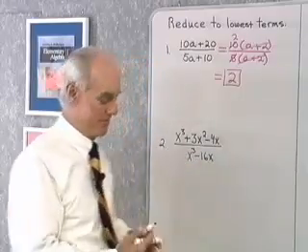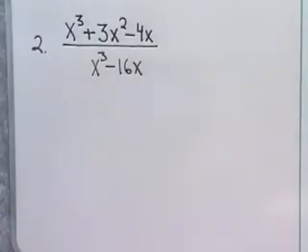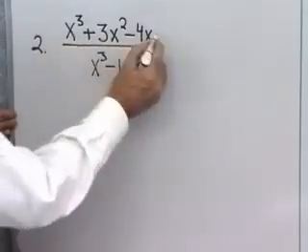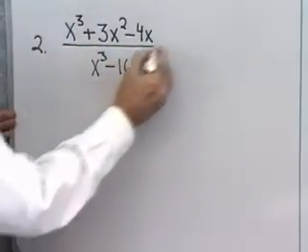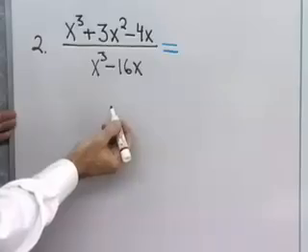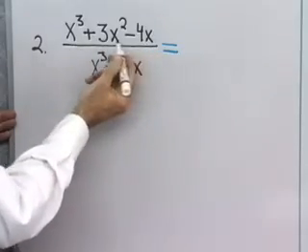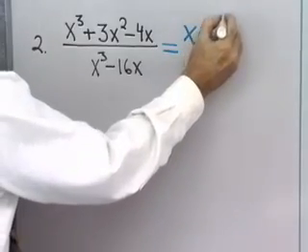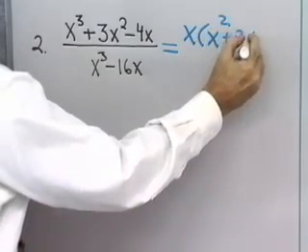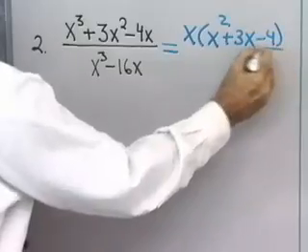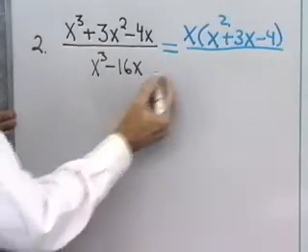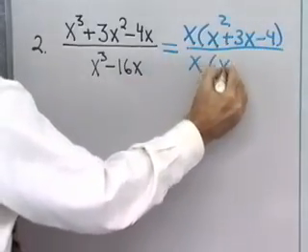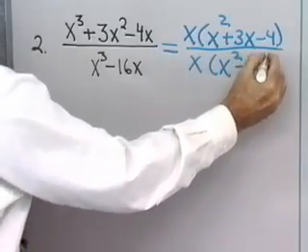Let's try another problem. Here I have the ratio of two polynomials, so this is a rational expression. I want to reduce it to lowest terms. I'll begin by factoring the numerator by taking an x outside and writing down what's left, x squared plus 3x minus 4. The denominator I'll also factor an x out, and what's left is x squared minus 16.